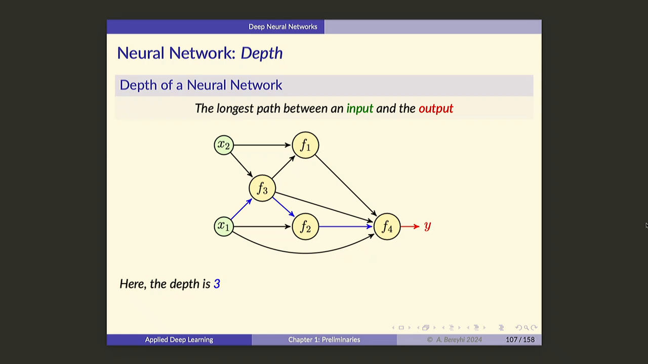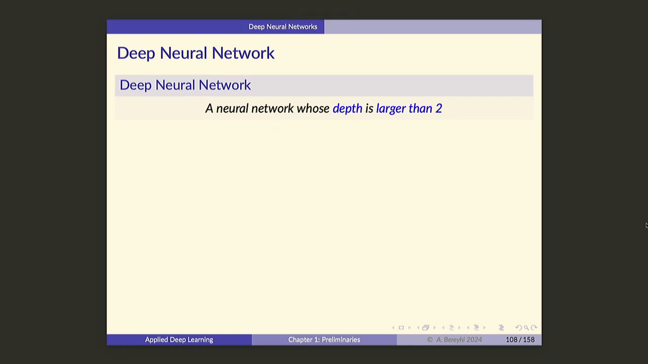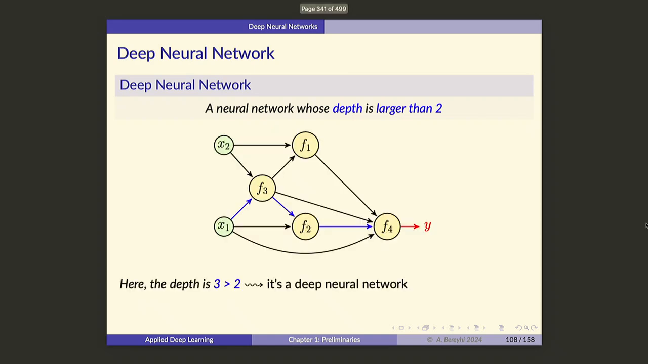Now, what is a deep neural network? A deep neural network is any neural network whose depth is larger than 2, with 2 not included. You might say, oh, this is not that deep, and you're right. But anything which is not shallow is called a deep neural network. This example is a deep neural network, because it has depth 3, and 3 is more than 2.